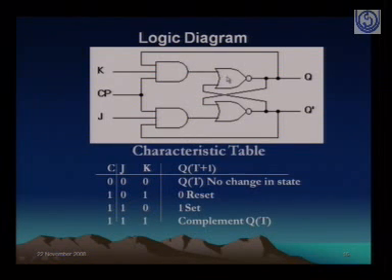I would like you to try this out. Let's say J and K values are both 1, and we assume the value of Q at that point of time is also 1. So how will the situation happen? You have J is 1, K is 1, obviously Q dash is 0 at that point of time, and the clock pulse occurs. So what are the values? J is 1, K is 1, and the clock pulse is 1.